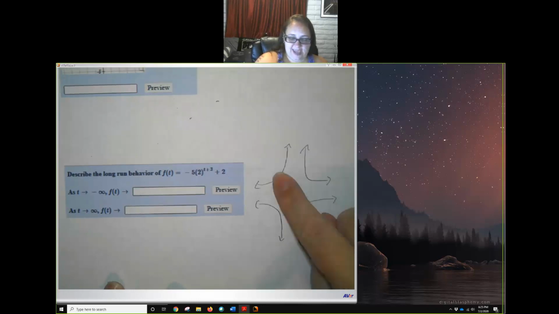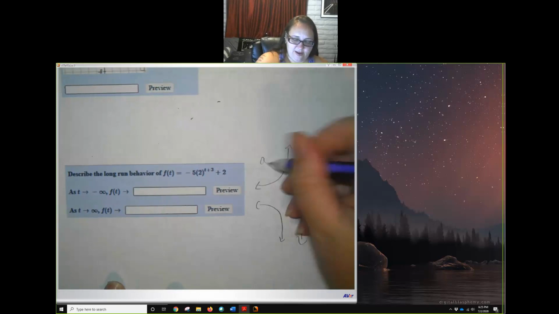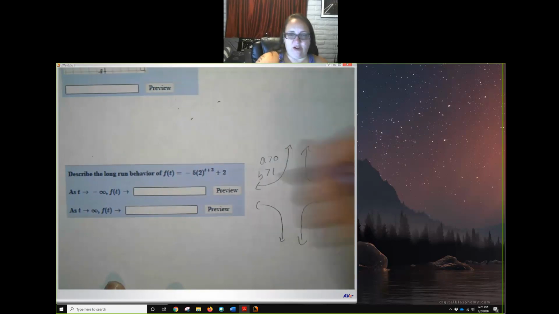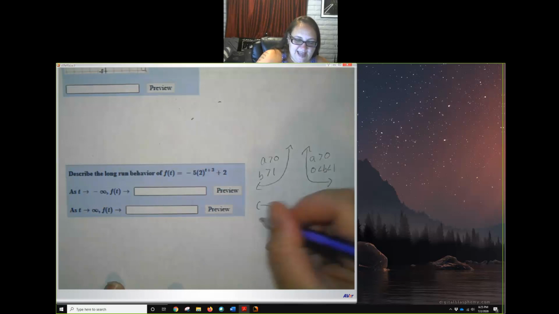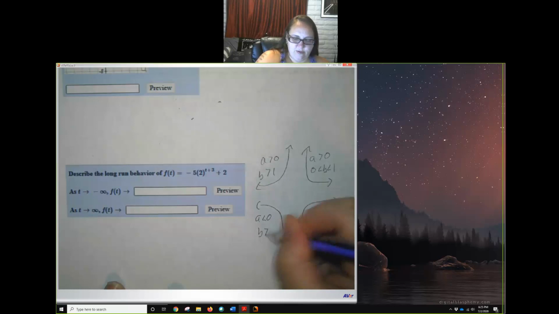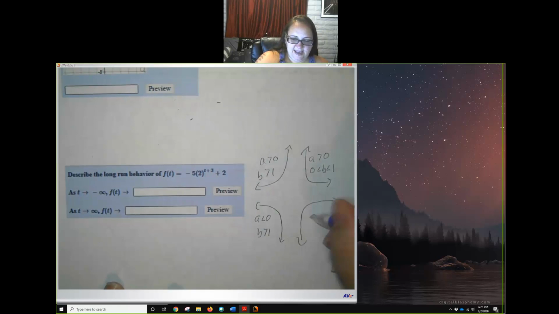So this is the case when a is positive and b is greater than 1. And this is the case when a is positive, but b is in between 0 and 1. So this one is that a is negative and b is greater than 1. And this one is that a is still negative, but this time b is between 0 and 1.